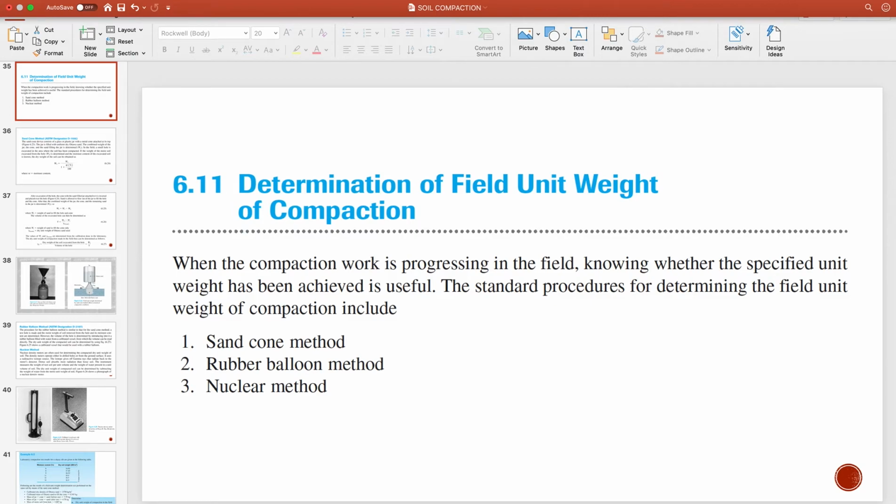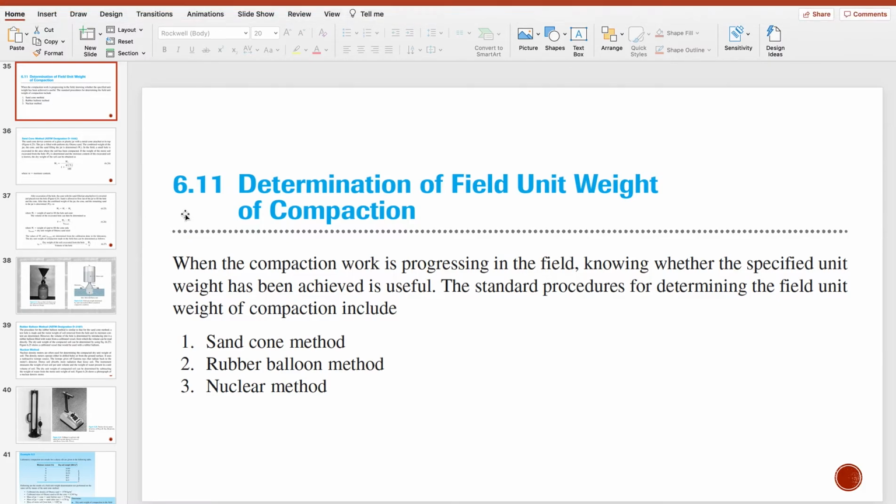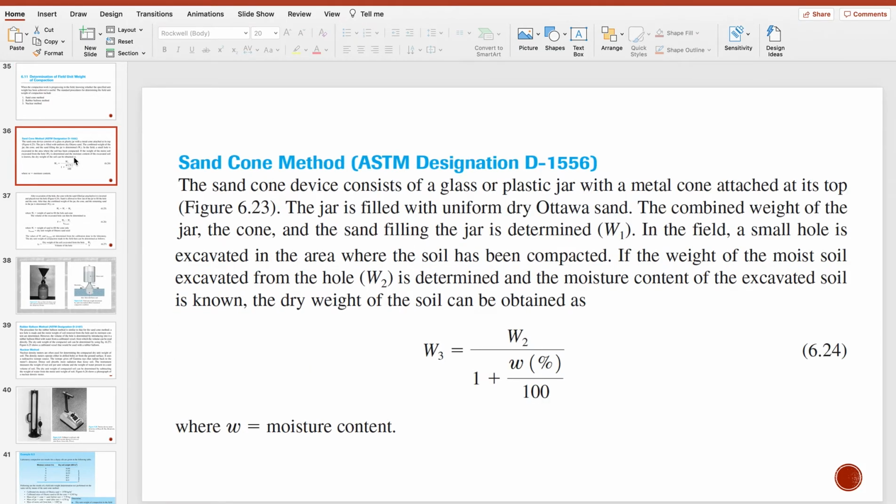Okay, so determination of field unit weight of compaction. When the compaction work is progressing in the field, knowing whether the specified unit weight has been achieved is useful. The standard procedures for determining the field unit weight of compaction include: number 1, sand cone method; number 2, rubber balloon method; and number 3, nuclear method. So sand cone method, ASTM designation D1556.